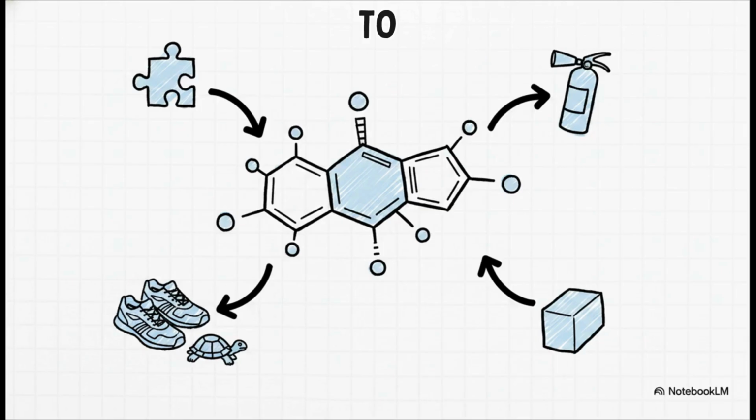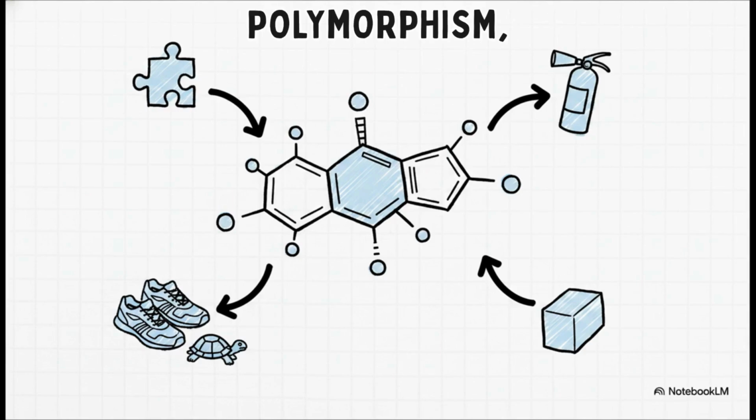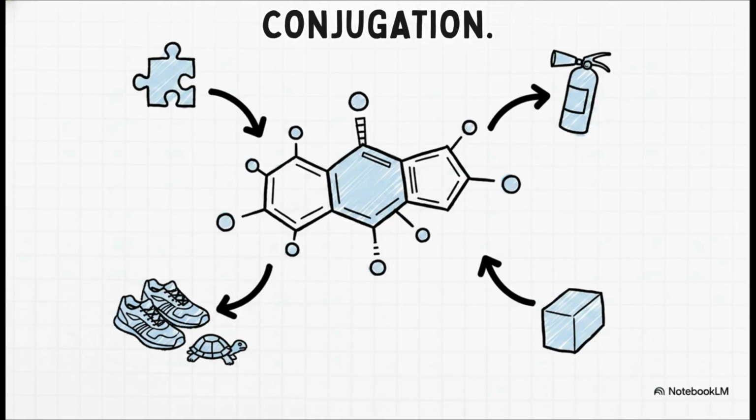Other critical pathways to keep in mind include sulfation, methylation, acetylation, which, by the way, is highly prone to genetic polymorphism, so think of your fast and slow acetylators, and finally, glutathione conjugation. That one acts kind of like a cellular fire extinguisher against reactive toxins.